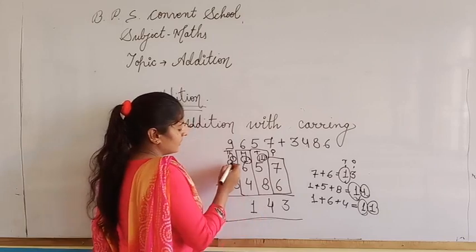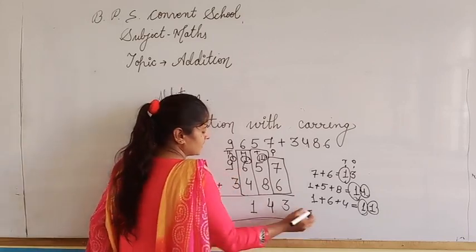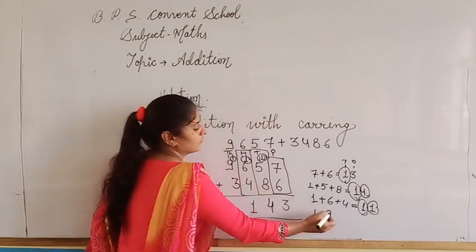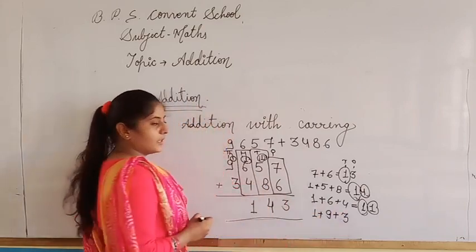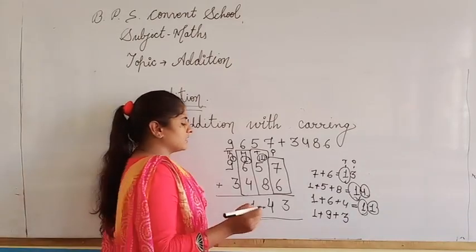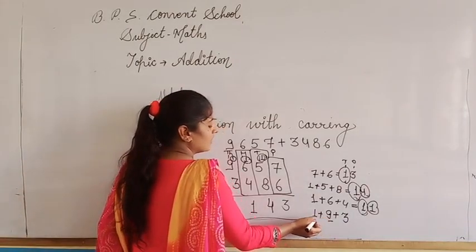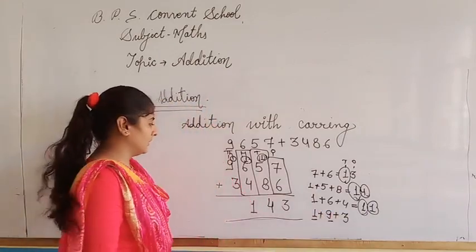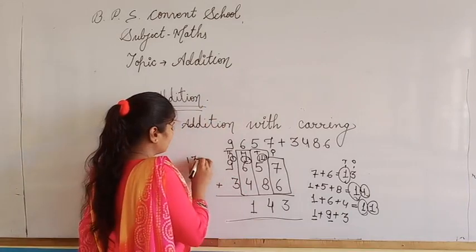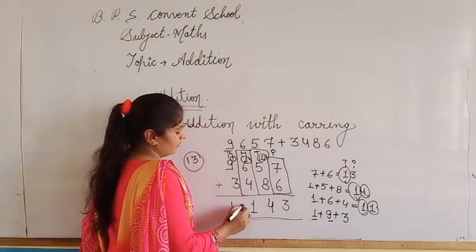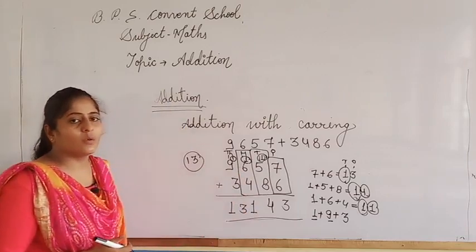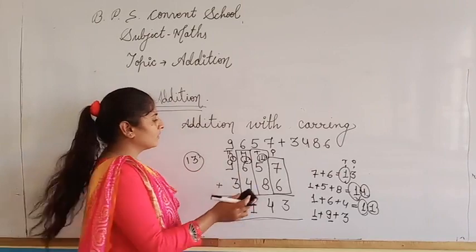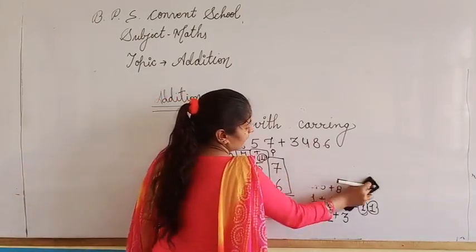Next, we add the thousands place digits: 1, 9 and 3. When we add these digits, 9 plus 1 is 10, 10 plus 3 is 13. We write 13 here because there is no next place, so we write the 1 also. Understand? Let's take one more example.